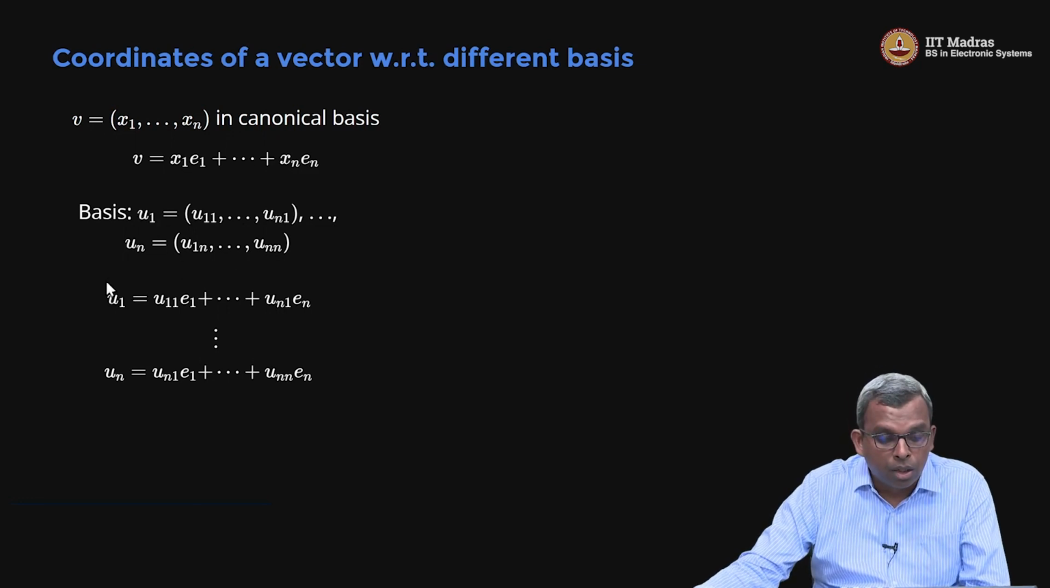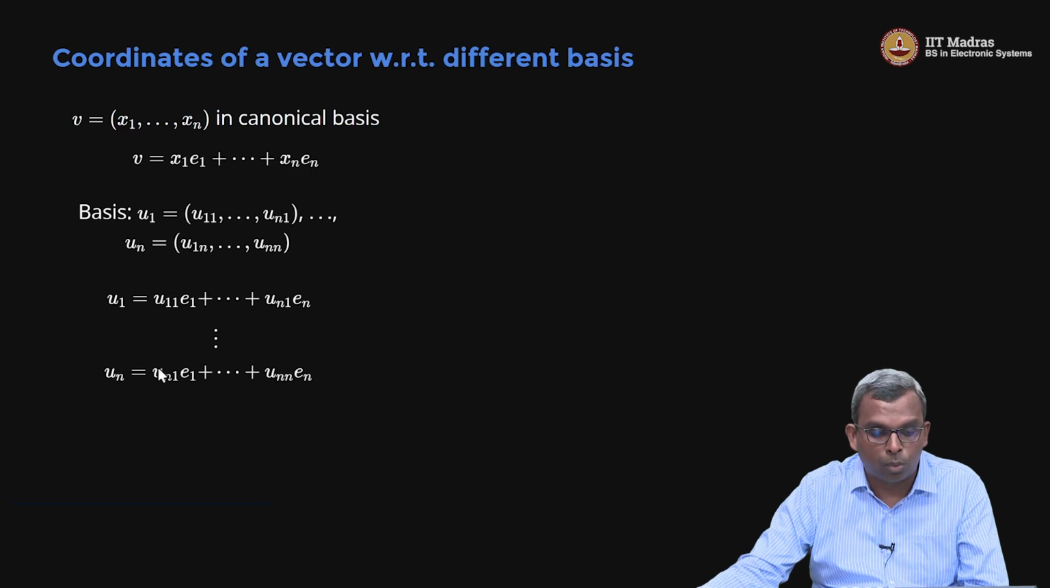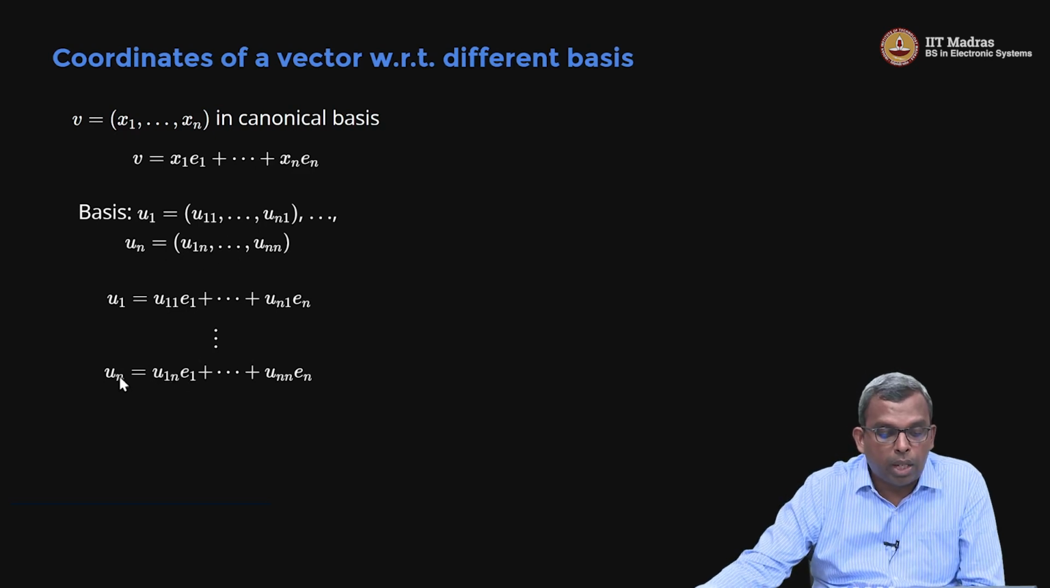So, what does that mean? u1 is u11 e1 plus so on till un1 en. And un is u1n e1 plus so on till unn en. Okay, so hopefully you see this. So this is a new basis.